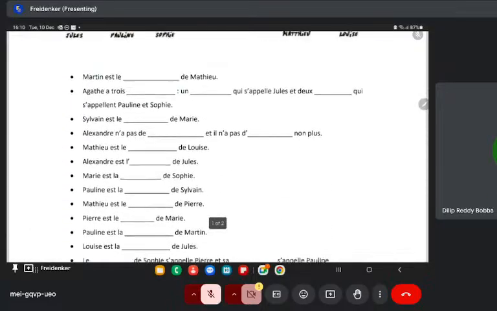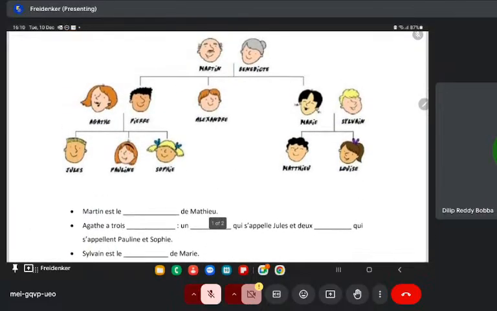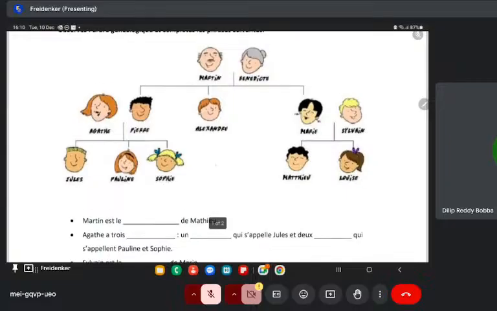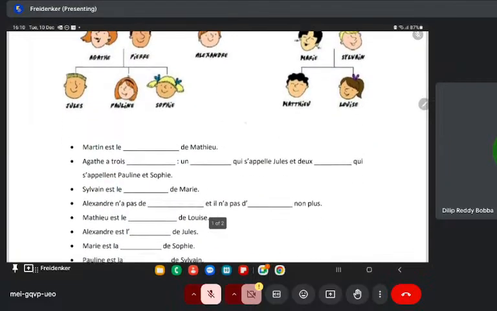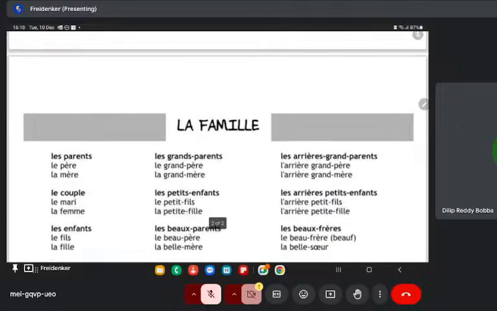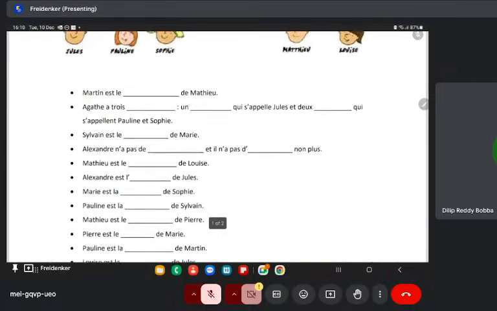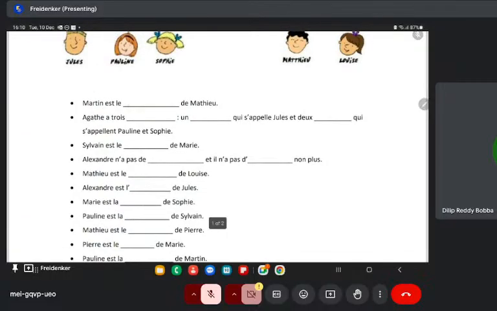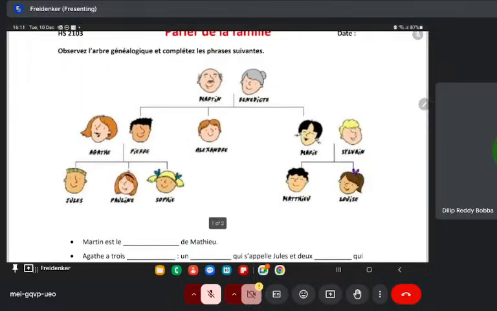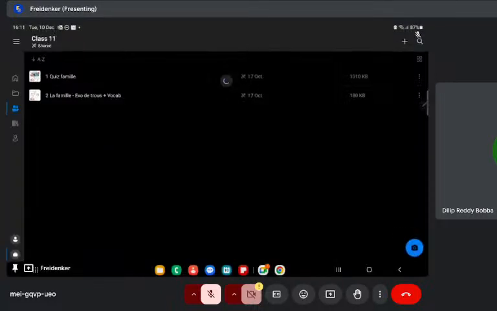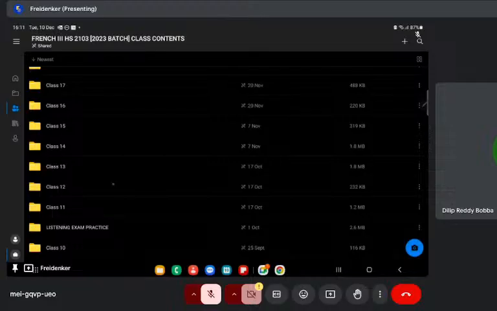Oh my goodness, no. Matthew is the grandson, so Martin is the grandfather. So how do you write grandfather? Here, grand-père. So Martin est le grand-père de Matthew. This is how you're supposed to solve all of these questions. So I'll move on. That is the concept. What is in 12?